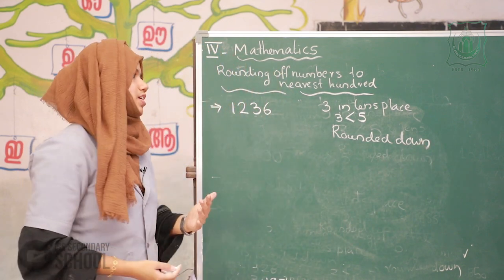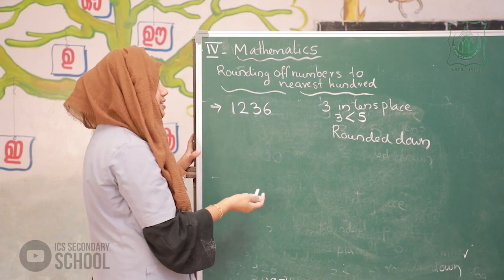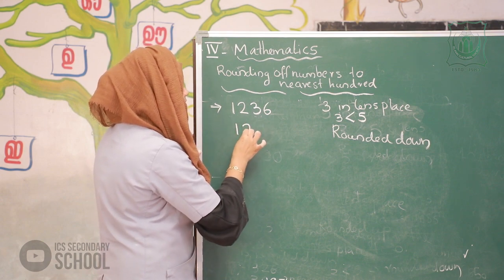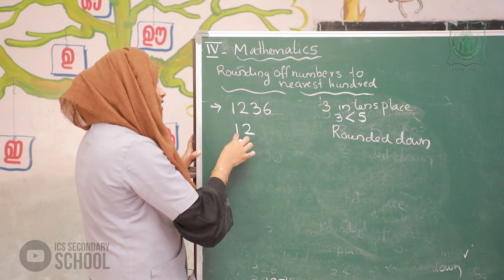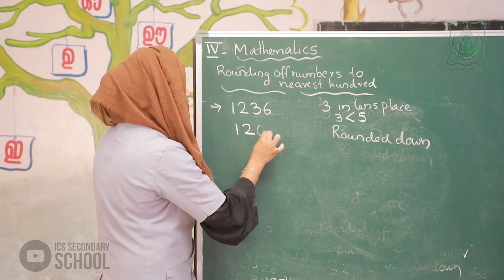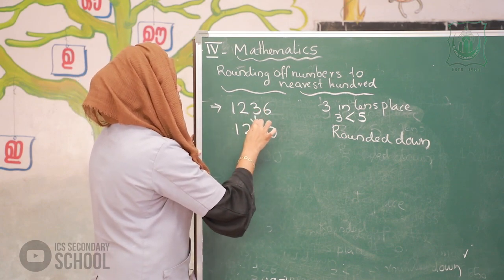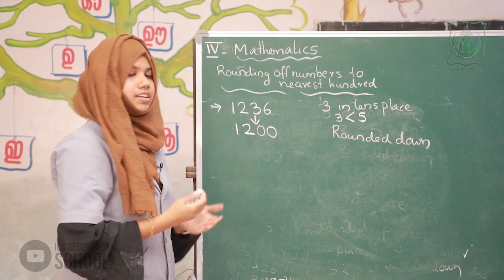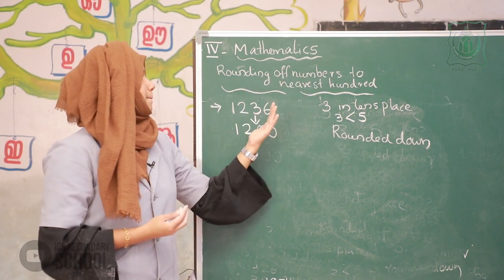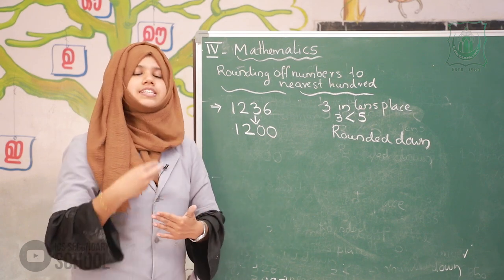It is rounded down. Next, find out the nearest hundred of 1236. 3 is below 5, so there is no change in this place. The places next become 0. You got it? This is the nearest hundred of 1236.